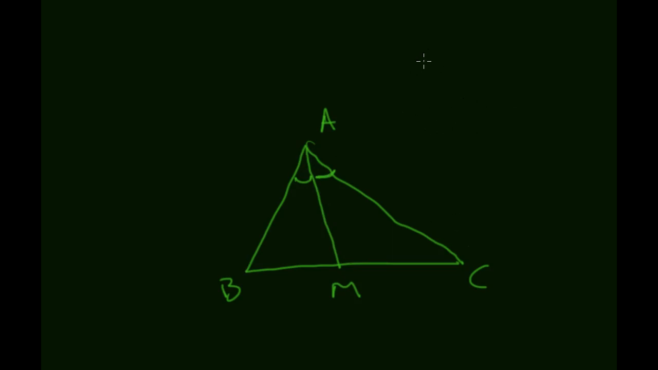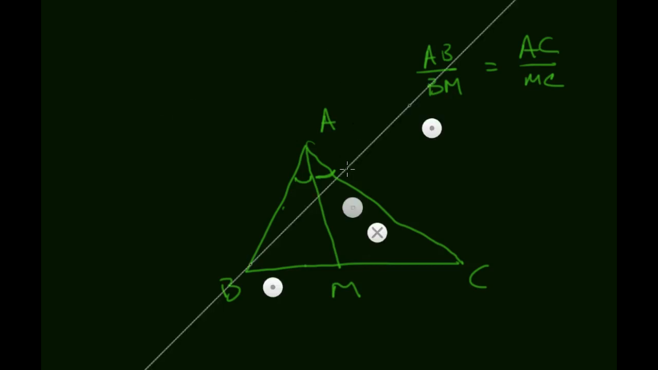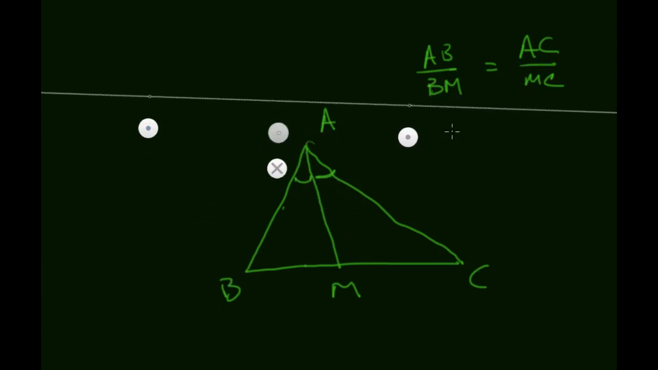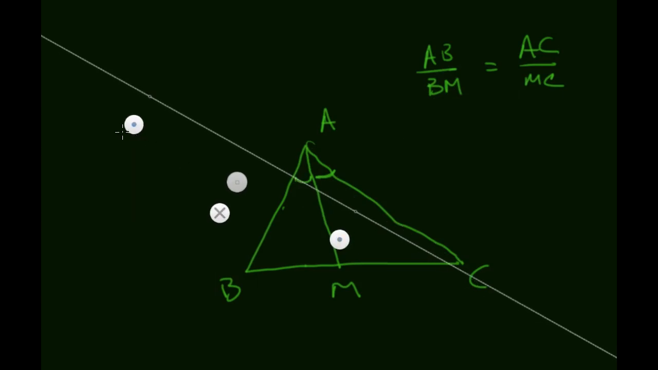The argument is that if that's true, then the following has to hold. AB is going to be to BM, so this and this are proportional to AC over MC. Now that seems almost incredible, but it is in fact going to be true. So here's how I'm going to do this. I'm going to take out my ruler here a little bit, and I'll show that this is true.